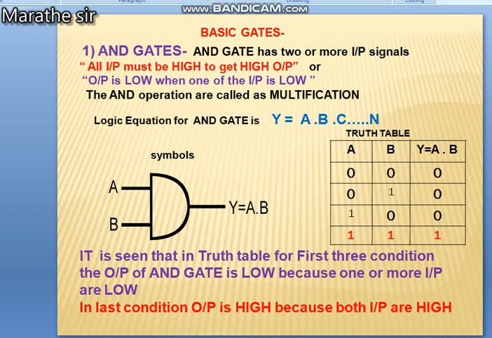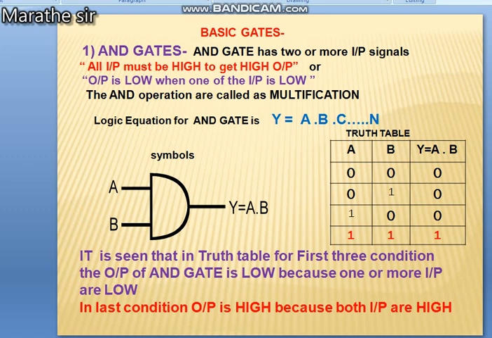Now here basic gates are shown. There are three types of the basic gates. The first basic gate is called an AND gate. AND gate has two or more input signals.